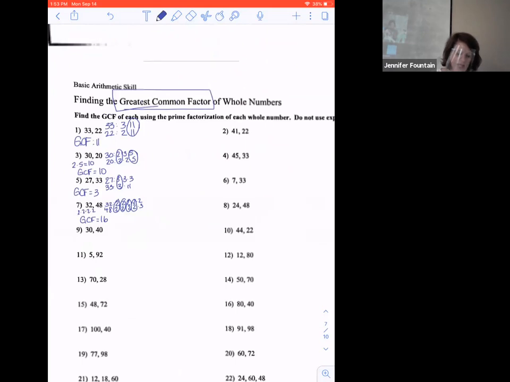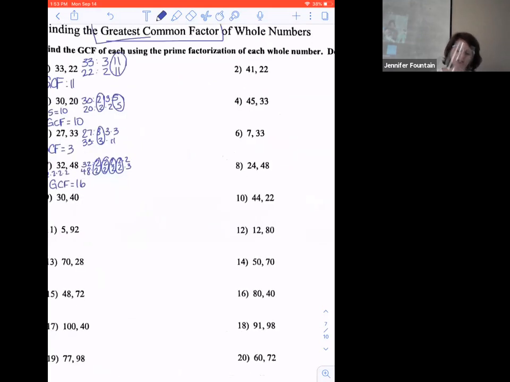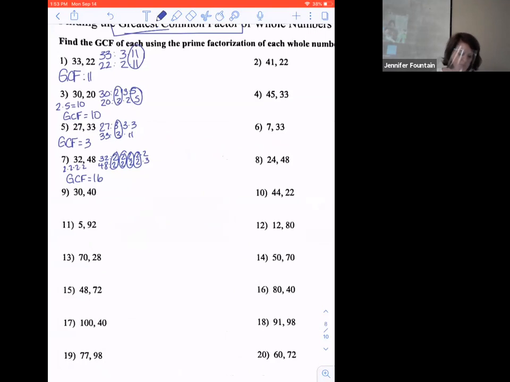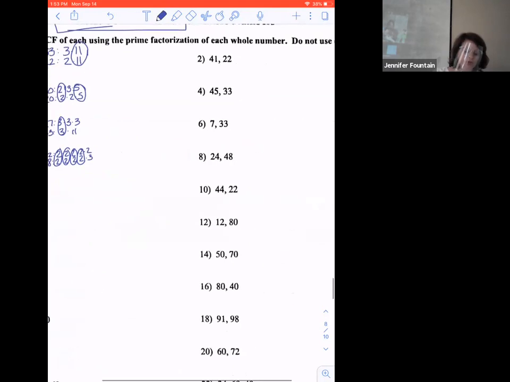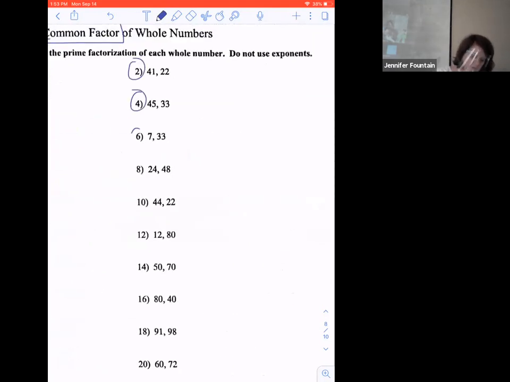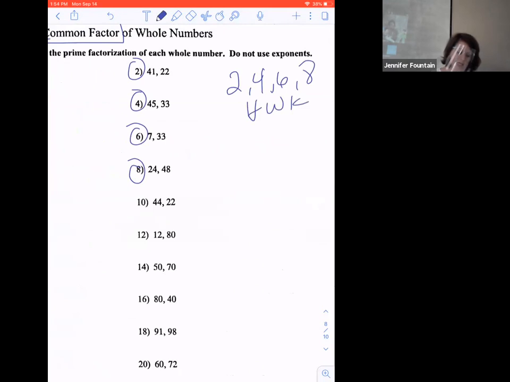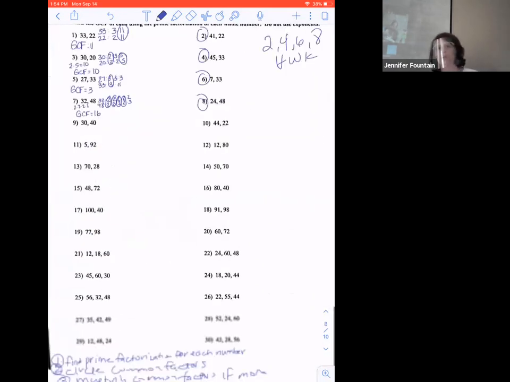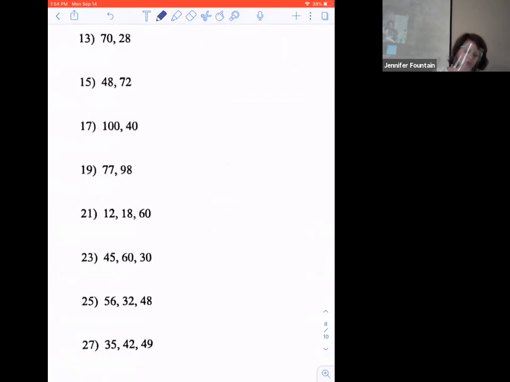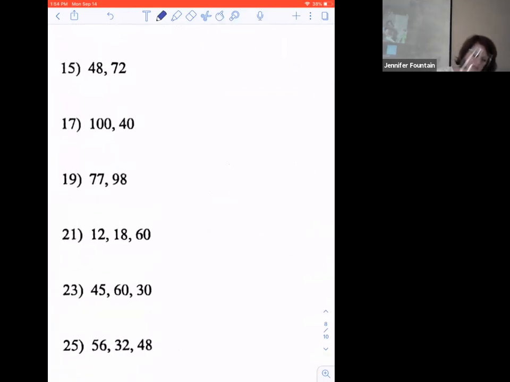There's a whole bunch on this page, and we're not going to do a ton of them. Let's do 2, 4, 6, and 8 for homework. And any other ones that you want to do for bonus, you can. Notice down at the bottom, they start comparing 3 numbers. Let's do number 21 together for just a minute, just so you can see. So we'd have 12, 18, and 60.